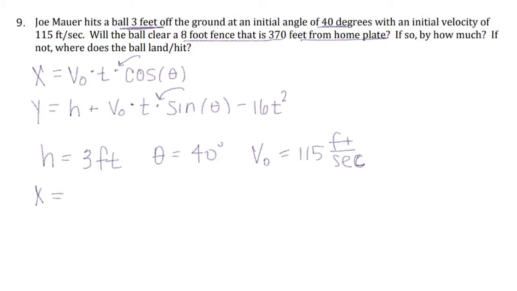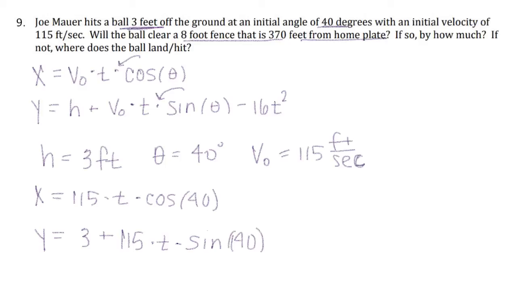So we have x equals 115, our initial velocity, times time, and time is going to stay as our variable, times cosine of 40. And then our y is going to be our height, which was 3, plus our initial velocity, 115, times our time, times sine of 40, and then minus 16t squared.